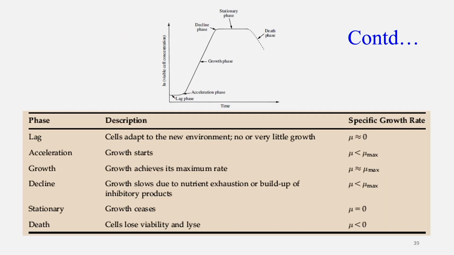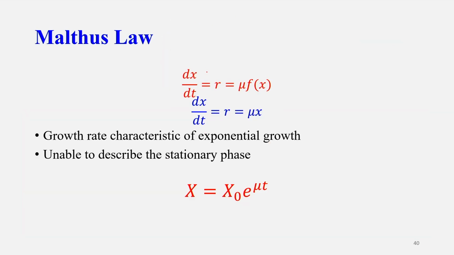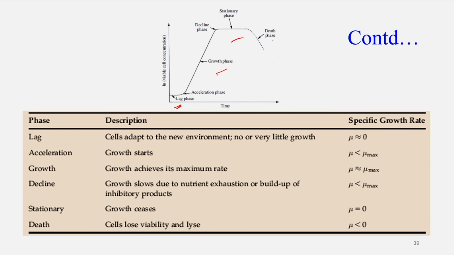This we have already discussed, that how different phases, lag phase, growth phase, stationary phase and death phase can be explained in terms of mu and mu max. So, in case of growth phase, mu equals mu max. In case of stationary phase, mu is 0, and in the case of death phase, mu is negative, mu less than 0.